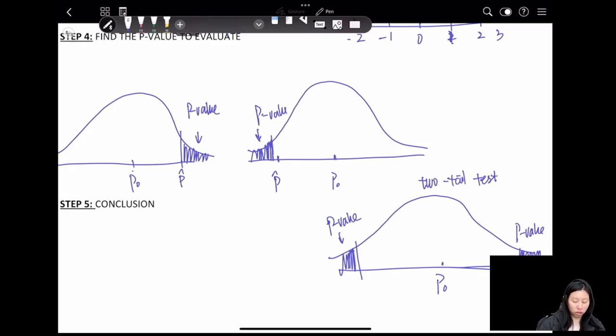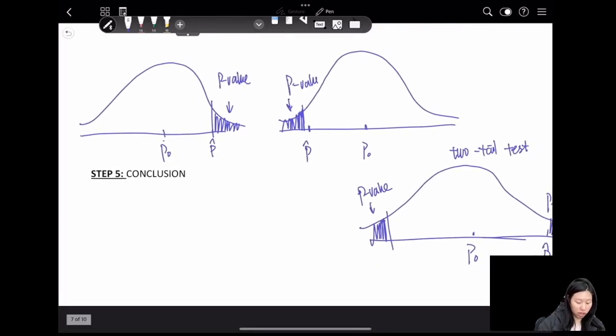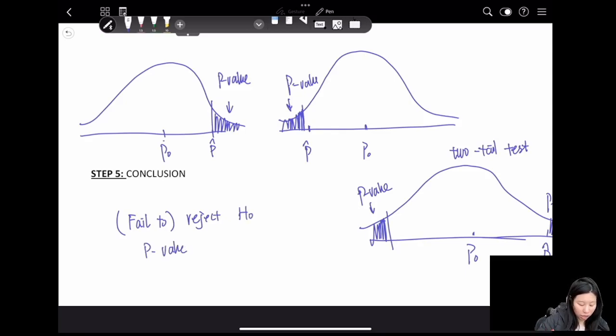Okay, so conclusion. In the conclusion, you need to say whether you are going to reject or fail to reject the null hypothesis. You need to state the p-value, and you need to say whether there is evidence for, or maybe not enough evidence for, the alternative hypothesis. These are the 3 key things that you need to include in your conclusion.